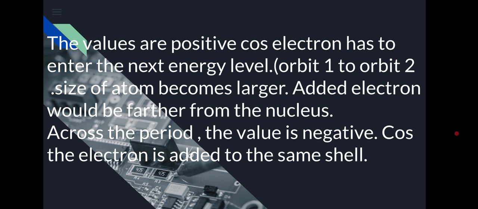Now let's understand the trend across the period and down the group. Across the period, the value is negative because electrons are just getting added to the present shell. So hence the values are negative. It means the atom is small, so the energy is not absorbed here; rather, energy is released, because it doesn't take much effort for the electron to get added, since the atom is small.